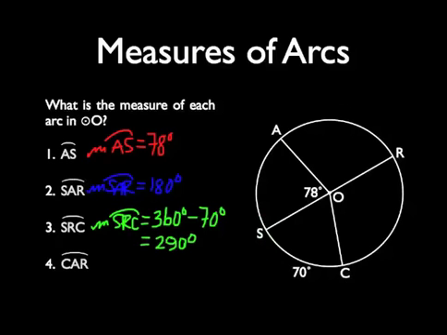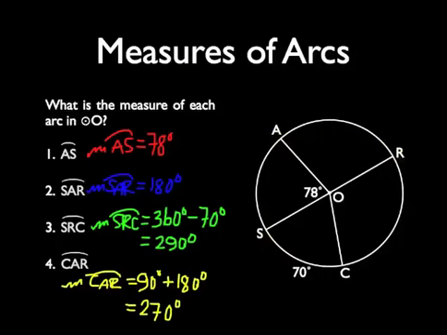And finally, arc CAR, that begins here at C, goes up around past A, and ends at R. So it is also a major arc. However, we don't know the measure of arc CR here. This is one where we can use the arc addition postulate because we happen to know the measure of arc SC and the measure of arc SAR. So we can add those two together, and the measure of arc CAR becomes 270 degrees.